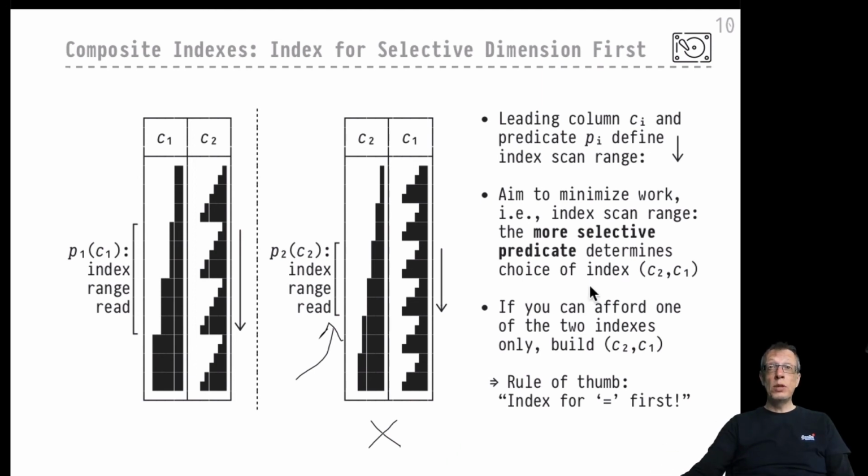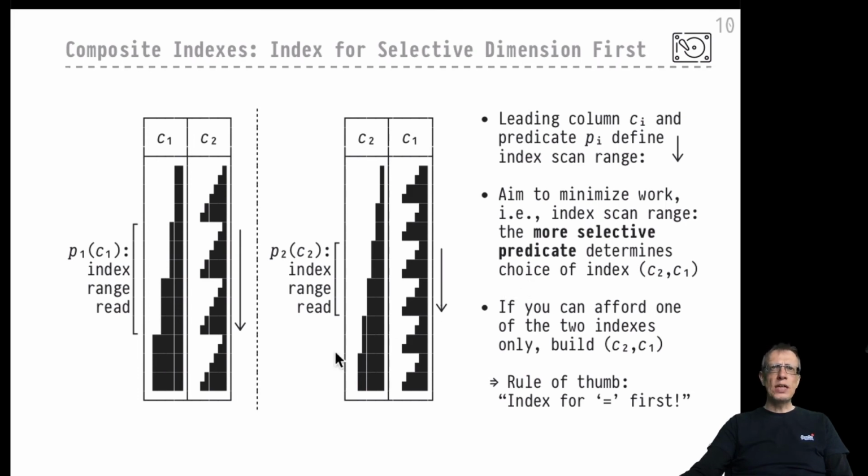So we aim to minimize the work that we do. The more selective the predicate, the smaller the scan range, the more attractive is the use of that particular index. So the more selective predicate determines the choice of index.